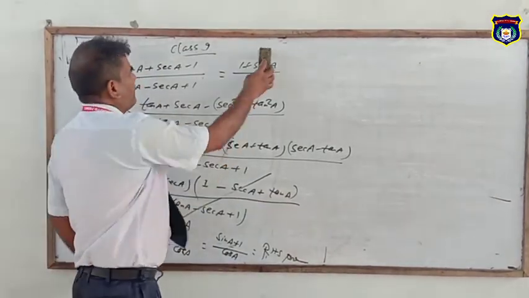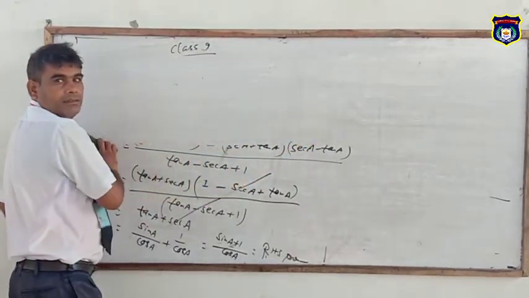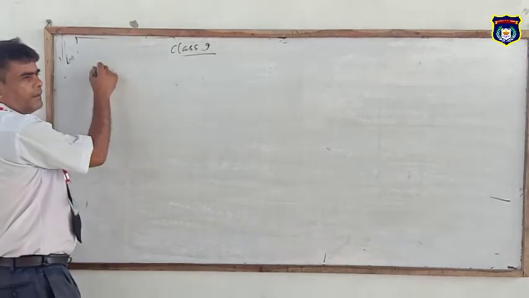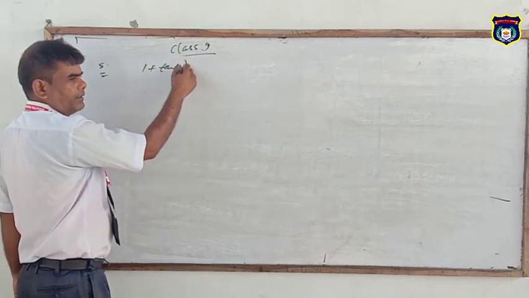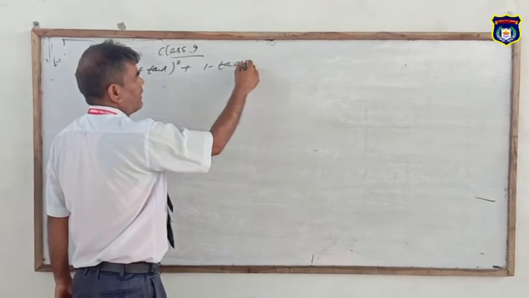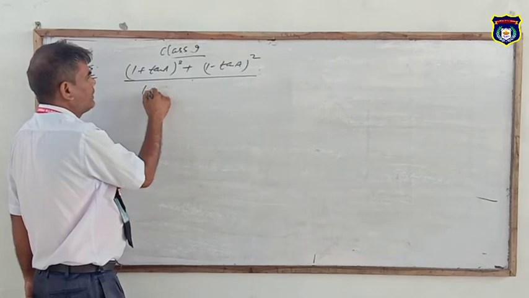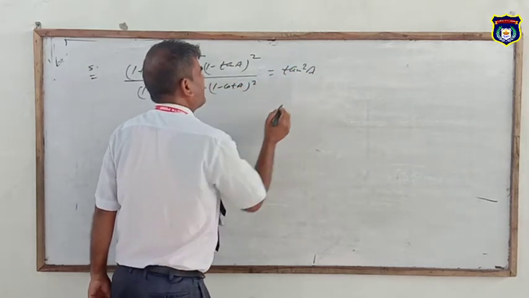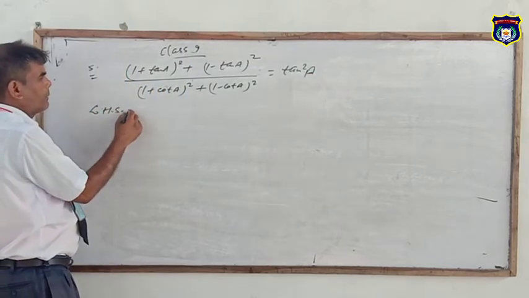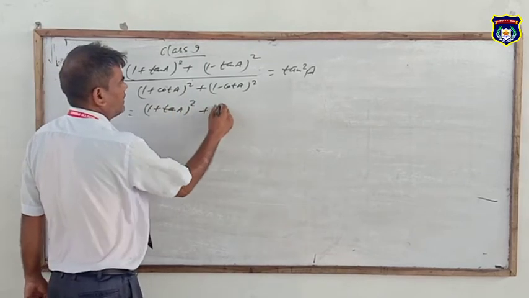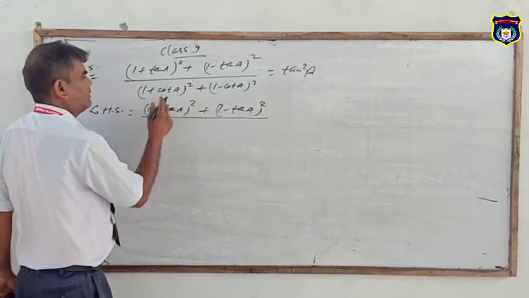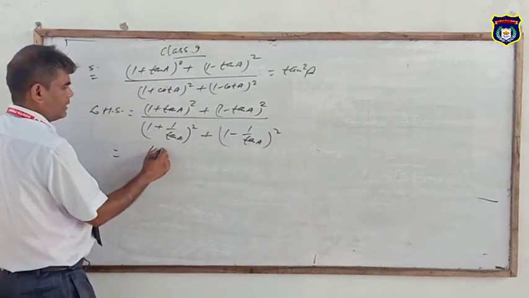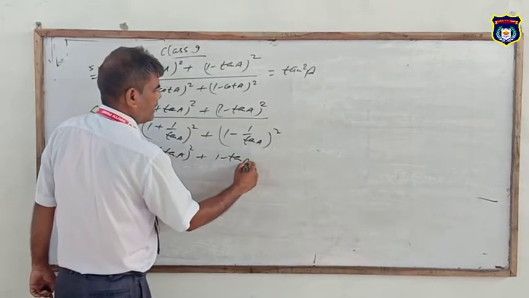Now next question. Next question: (1 plus tan A) whole square (1 minus tan A) whole square by (1 plus cot A) whole square (1 minus cot A) whole square is equal to tan square A. For this, LHS: (1 plus tan A) whole square (1 minus tan A) whole square by (1 plus 1 by tan A) (1 minus 1 by tan A).